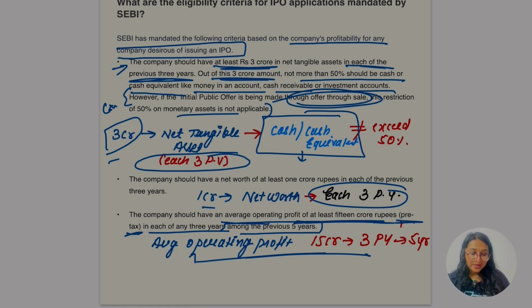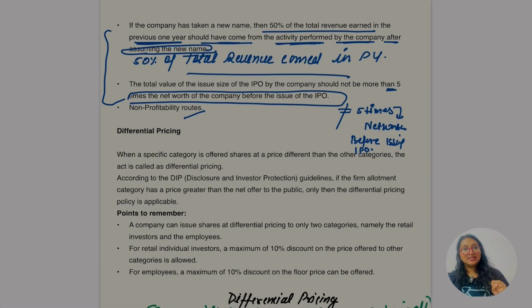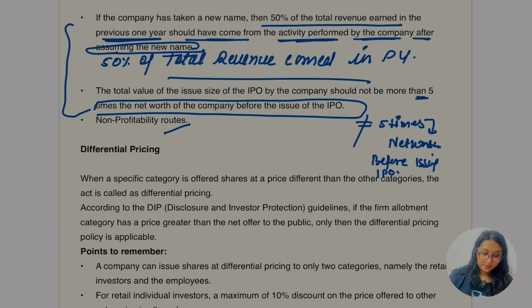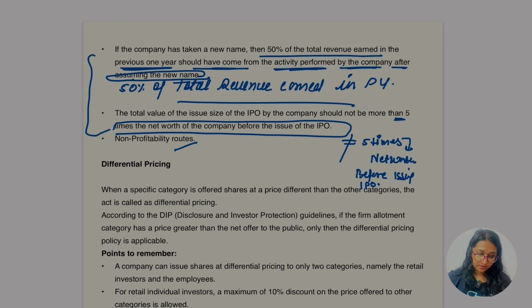ठीक है, cash and cash equivalent. ठीक है, second is about the 1 crore. 1 crore of what? Net worth should be at least 1 crore. ठीक है, in 3 previous years. ठीक है, what about the average operating profit? Yes, average operating profit should be at least 15 crore. ठीक है, among 5 years, in 3 years the company should have the average operating profit of 15 crore. ठीक है, once the company's name is changed, in that case 50% of the revenue should be earned by the company after changing its name. ठीक है, so yes, next says about the total value of the issue share. ठीक है, it should not exceed 5 times the net worth of the company before issuing the IPO. ठीक है, so these are the conditions.